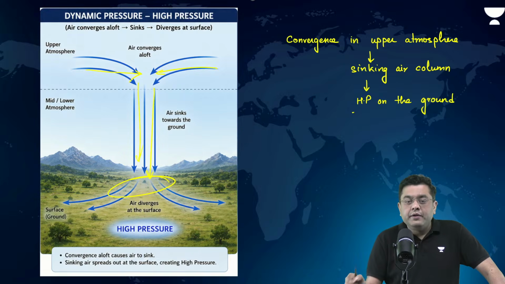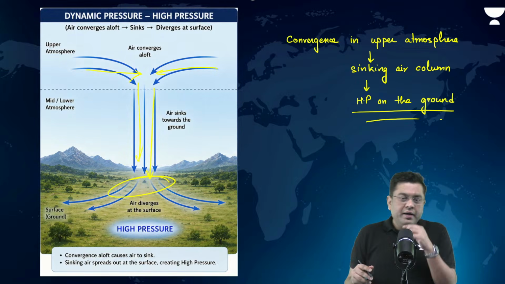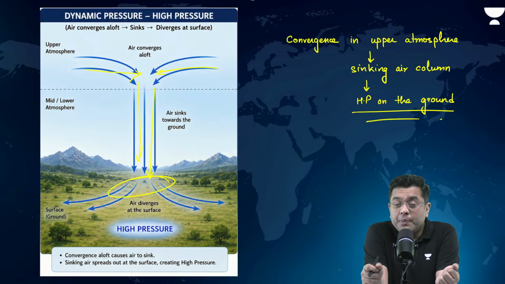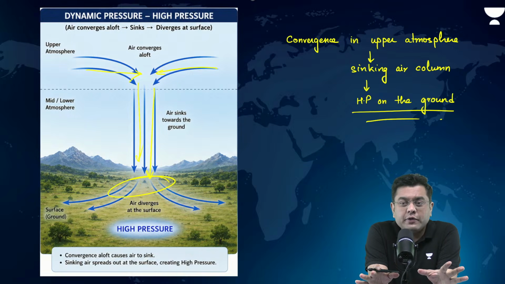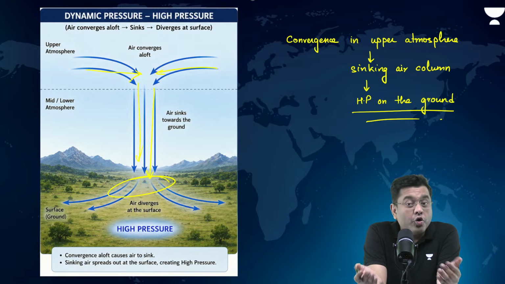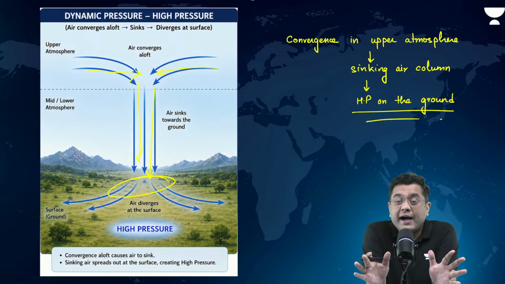Okay. So now we know that pressure, high pressure or a low pressure, can be created not only because of temperature, but because of wind movement as well. So wind movement can also create a condition of high pressure and low pressure. Okay. So this is independent of temperature.